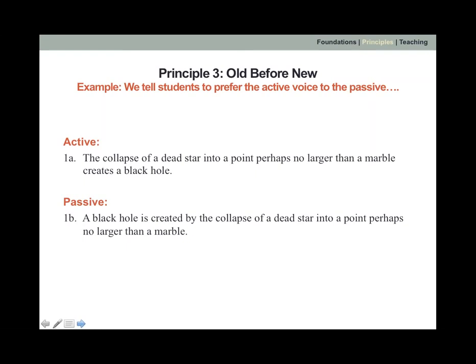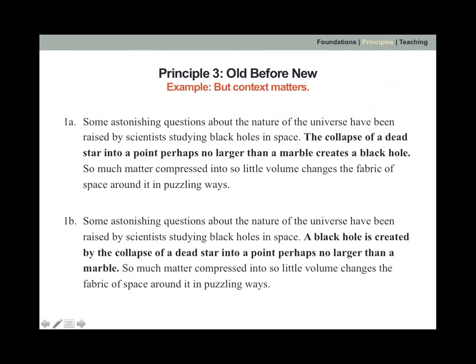So depending on which information is new and which information is old, we would structure the sentence a different way. Okay. So in context, we probably prefer the passive version. So take a look at 1A and 1B. Some astonishing questions about the nature of the universe have been raised by scientists studying black holes in space. And then here's 1A. The collapse of a star into a point no larger than a marble creates a black hole.